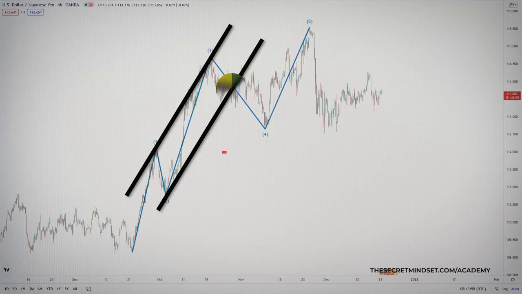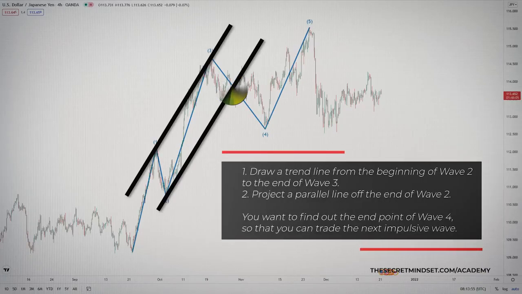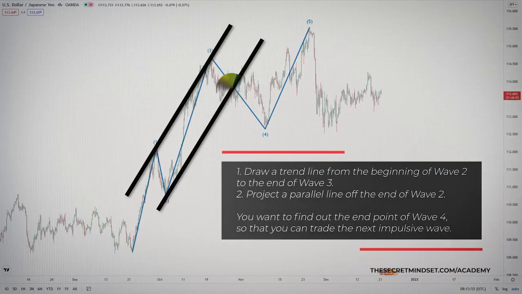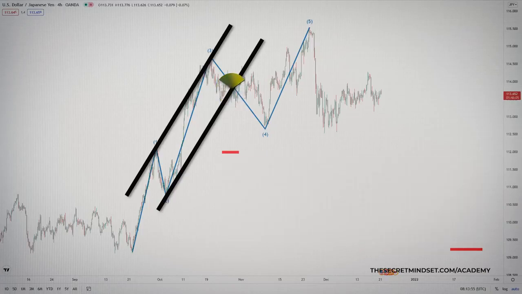So, you draw a trend line from the beginning of wave 2 to the end of wave 3. Project a parallel line of the end of wave 2. You want to find out the end point of wave 4 so that you can trade the next impulse wave.